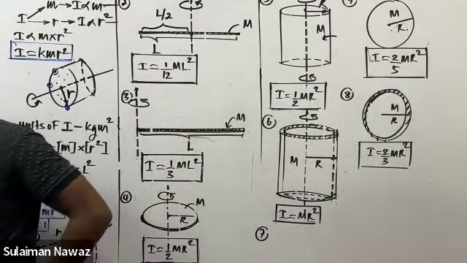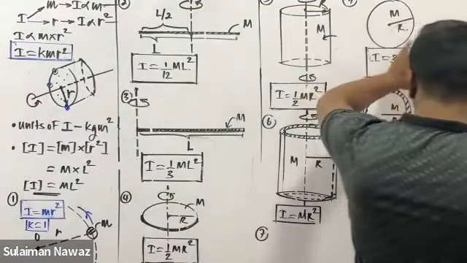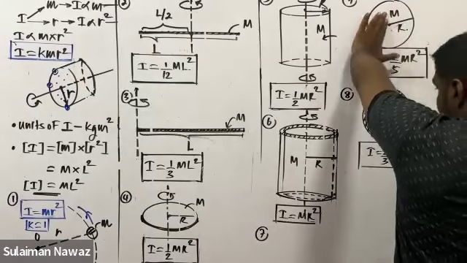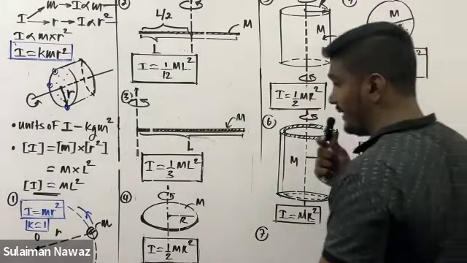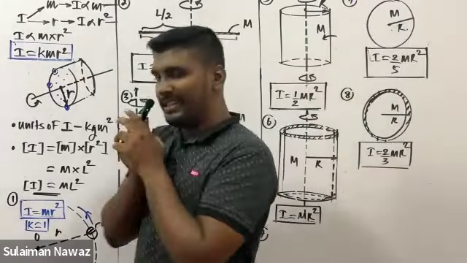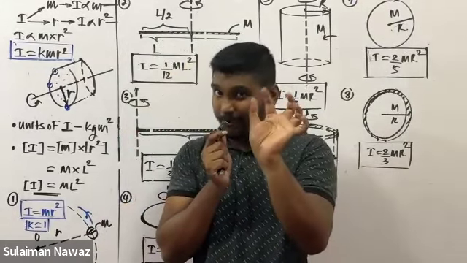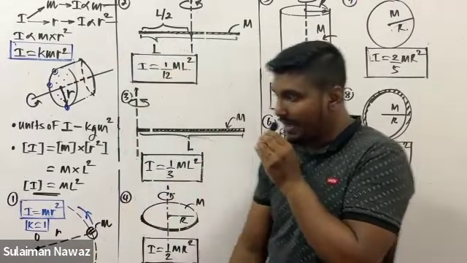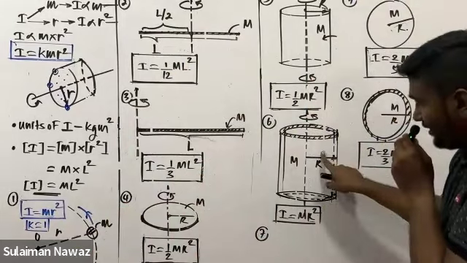Seventh one. What is the seventh one? The seventh one is the solid sphere. Moment of inertia of a solid sphere of radius capital R and mass capital M about an axis passing through the center. Mostly these are the shapes we get questions on. Normally the disk and the point mass. Now you see the point mass moment of inertia is also MR squared. But when it comes to the hollow cylinder, the moment of inertia is also MR squared.